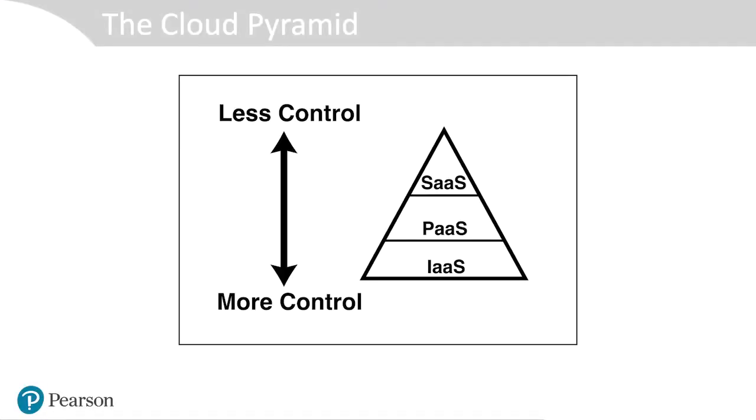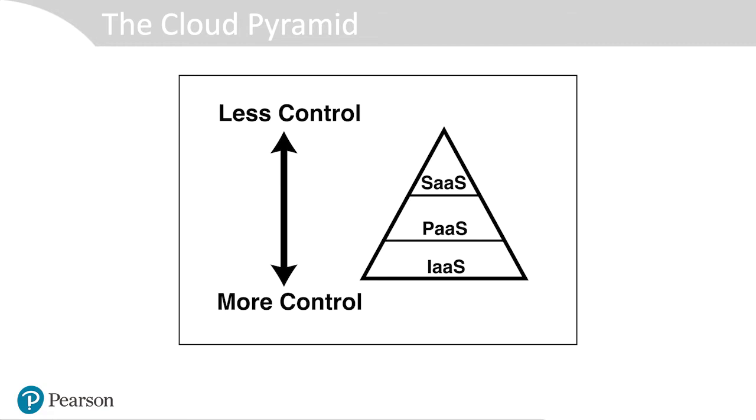What you're looking at here is called the cloud pyramid. It shows the three primary types of cloud services: infrastructure as a service, or IaaS, platform as a service, or PaaS, and software as a service, or SaaS. Now you might be wondering why they're shown in a pyramid.